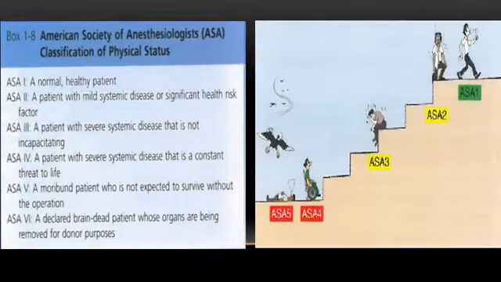An additional class has been added to this classification, which is the ASA 6, where the patient is declared brain dead and his organs are being removed for donation purposes. On the right hand side, you see a nice illustrative diagram of the physical capacity of the patient according to their ASA classes.